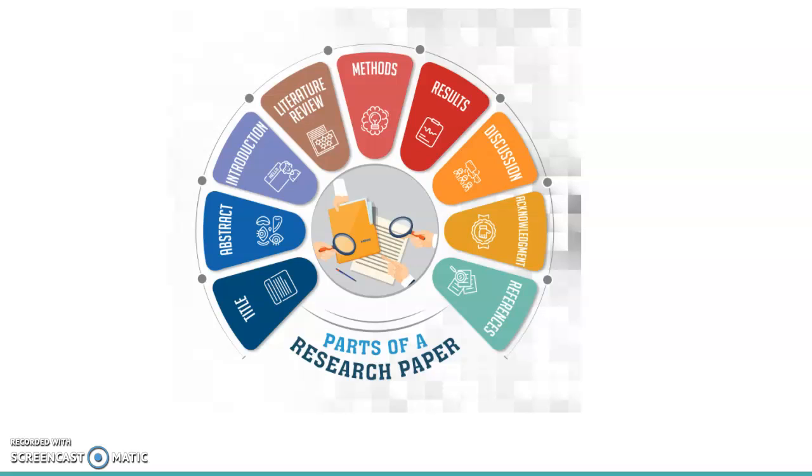Additional components that can be included in a research paper include appendices, which are found at the end, after the references, and a theoretical framework, which can sometimes be found between the literature review and the methodology.